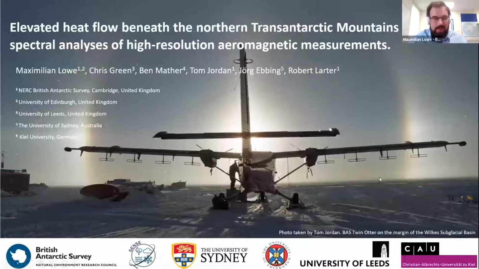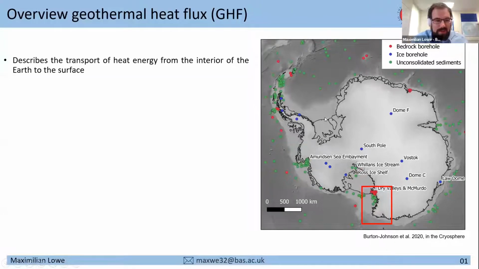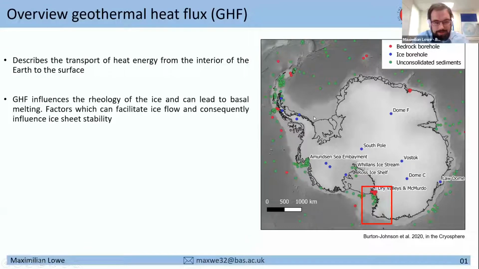So I want to talk about hot mountains in Antarctica, more precisely, geothermal heat flux in the area of the Transantarctic Mountains and the subglacial basins. So what is actually geothermal heat flux? Geothermal heat flux describes the transport of heat from the interior of the Earth to the surface, and it is important in the context of Antarctica because it can influence the rheology of the ice and also can lead to basal melting, which then can enhance the flow of the ice.